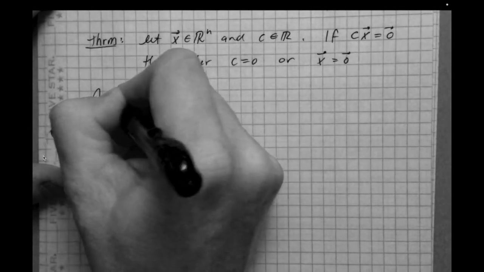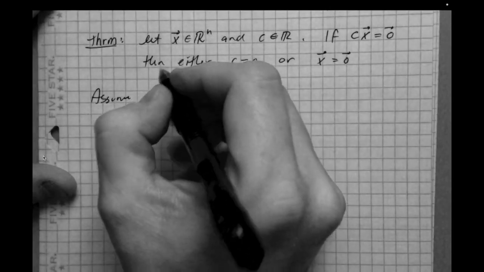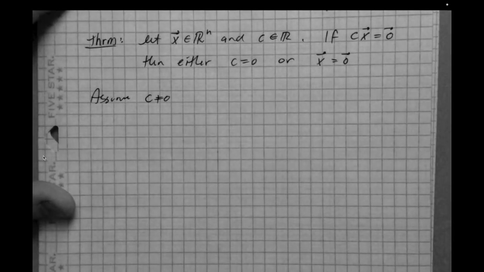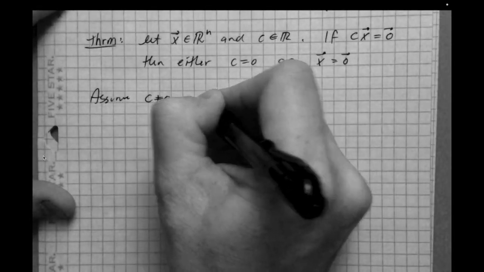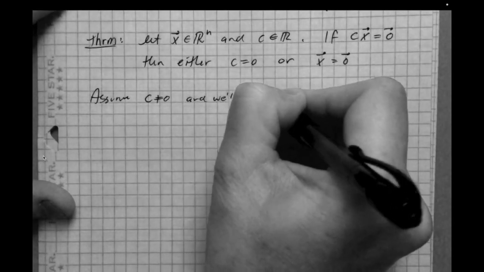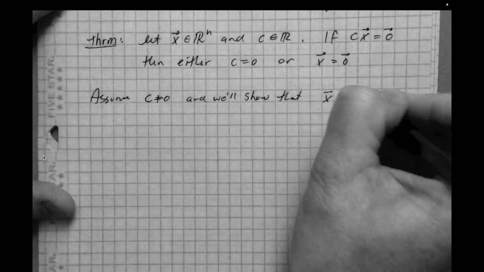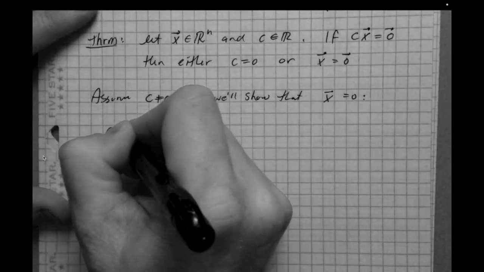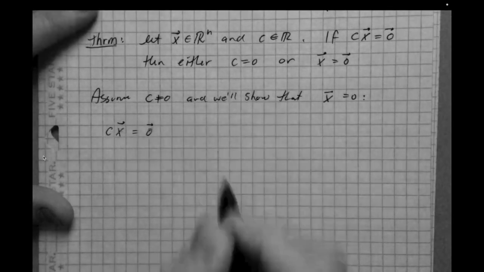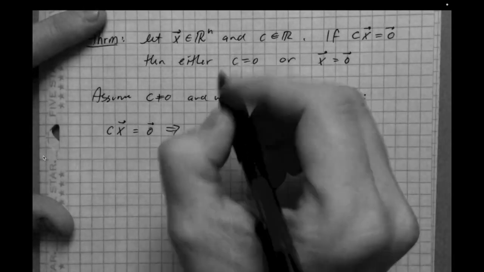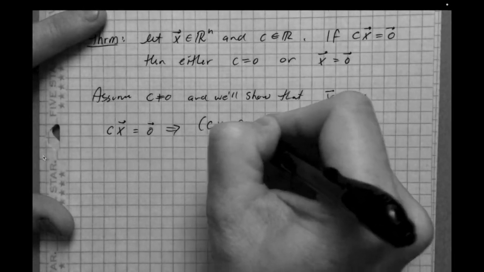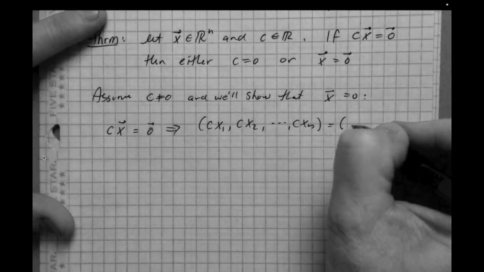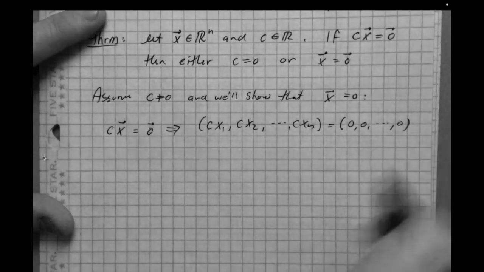So let's assume that C is not equal to 0. We'll start with that, and we'll show that X must be 0. Okay, so we'll do it this way. Start with this one. If C times X is equal to the 0 vector, that implies that C times X1, C times X2, ..., C times Xn equals 0, 0, ..., 0. So that's what we mean.